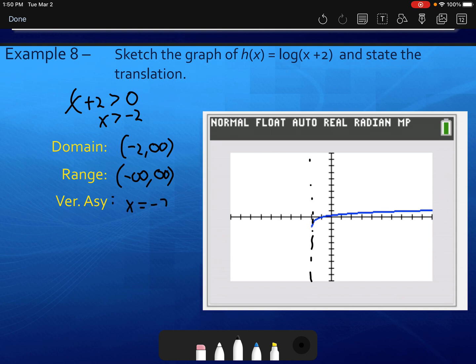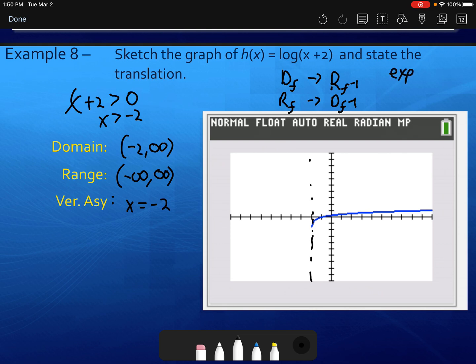Now what's our vertical asymptote? It looks to me like it is x equals negative 2. Now notice, remember inverses: the domain of f is equal to the range of f inverse, and vice versa. Remember that from a long time ago?